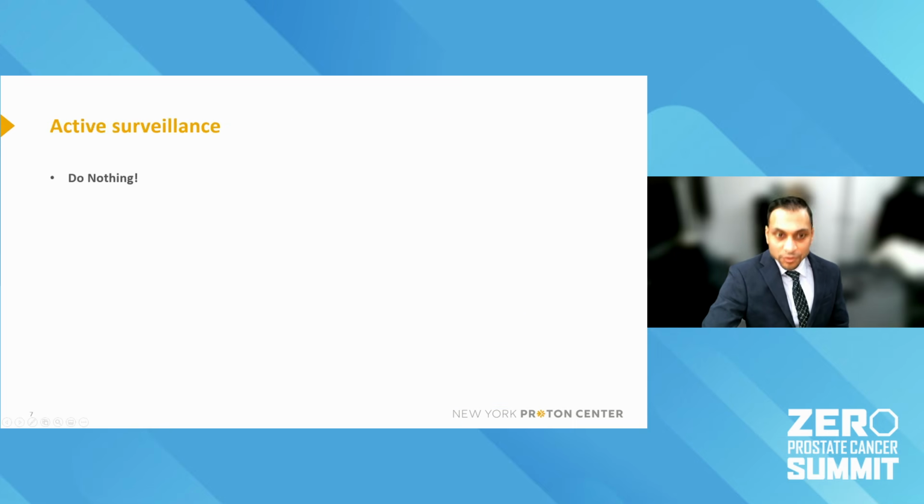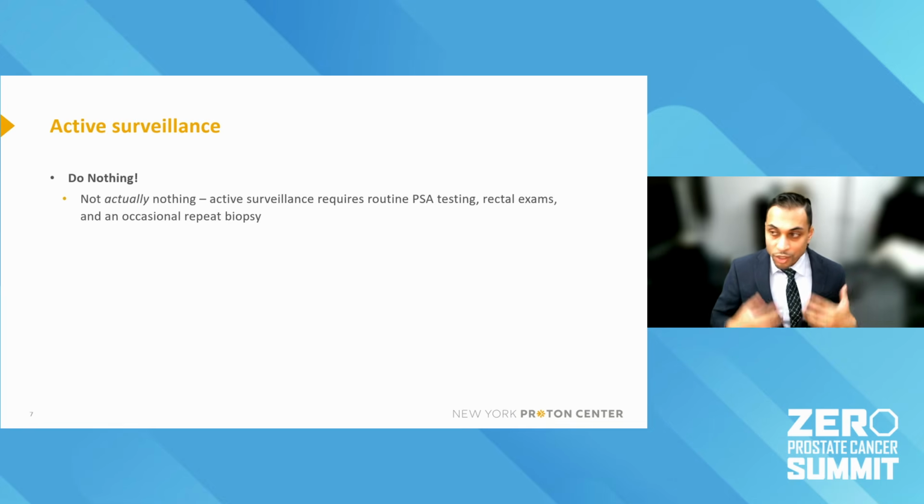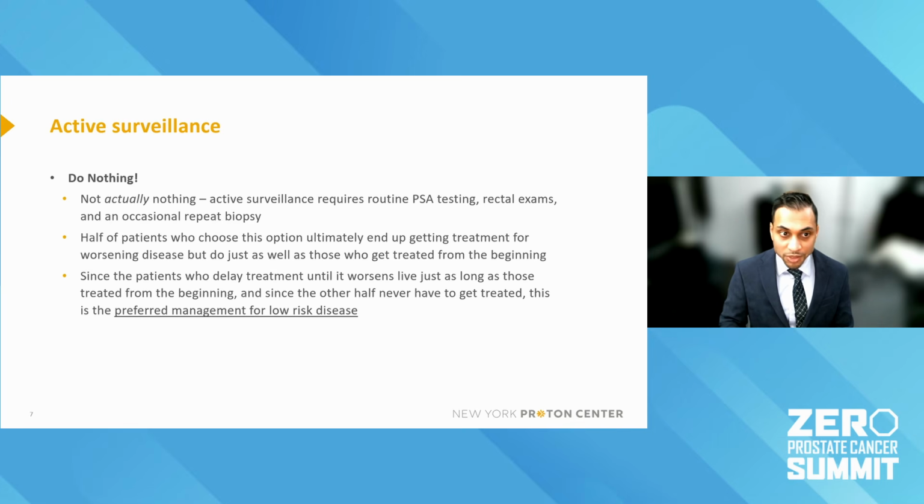Okay, active surveillance. So does that really mean do nothing? Not quite. It's true that you're not taking on an intervention. You're not doing any type of radiation or surgery at this point, but active surveillance does require that you have routine PSA testing, routine rectal exams, routine imaging like an MRI, and occasionally a repeat biopsy.